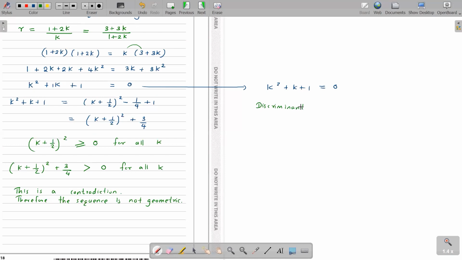b square minus 4ac. Get the b square minus 4ac value. Here a is 1, b is 1, c is 1. All three are 1. So 1 square minus 4 into 1 into 1. What do we get here? 1 minus 4, I get minus 3. So discriminant is less than 0. Discriminant less than 0 means what? There are no real values for k. There are no real values for k that satisfy this equation.